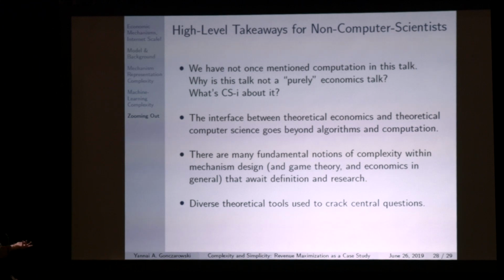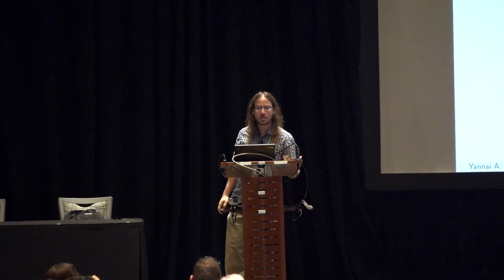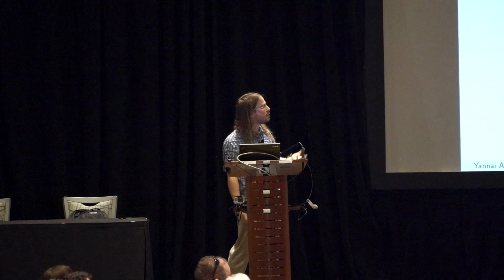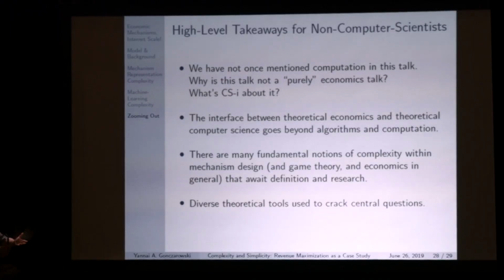And last slide, high-level takeaways. I'd like to talk to the non-computer scientists in the audience for one minute. Everyone who's a computer scientist in the audience is going to agree that this was a CS talk. Why is this not purely an economics talk? I have not mentioned one result that relates to computation. And really, the thing is that talking about approximations, talking about complexity, is at the basis of CS thinking. So the interface between theoretical economics and theoretical CS goes far beyond algorithms. There are many fundamental notions of complexity that await research in game theory and economics. And experience shows that very diverse theoretical tools are going to be needed to crack these questions.